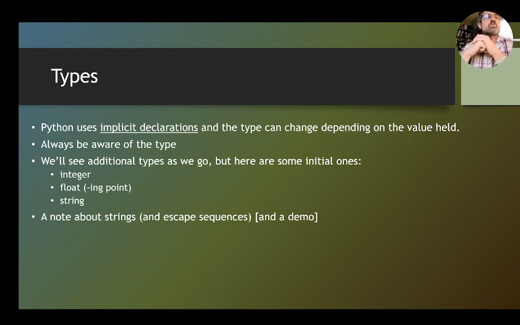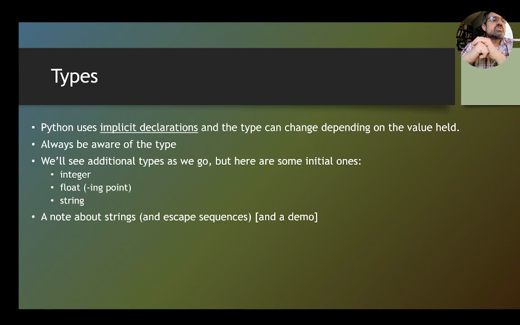A little vocabulary here. I try to indicate vocabulary words with underline. I've got that in the slides. So Python uses implicit declarations, which is the opposite of explicit declarations. If your language were using explicit declarations, you would have to define any variable or value that you use and indicate the type. Not so in Python. It gets its type from just what you assign to it.